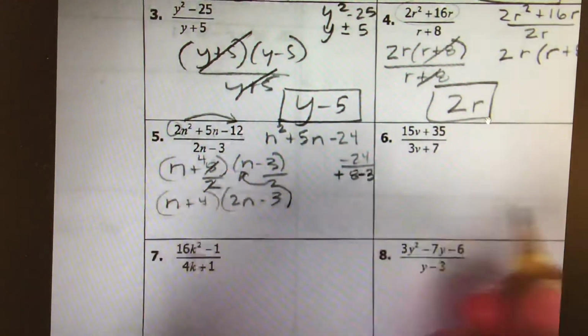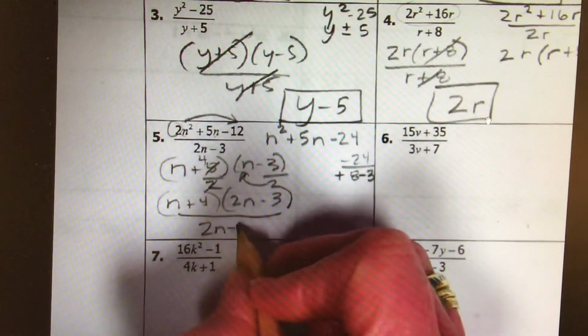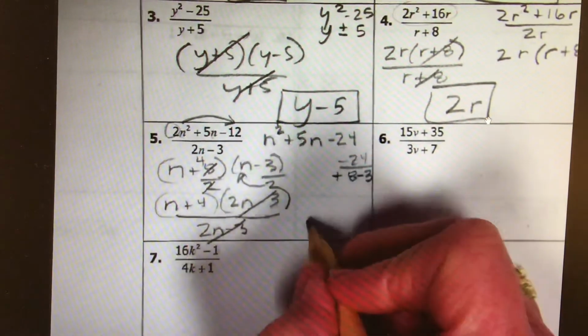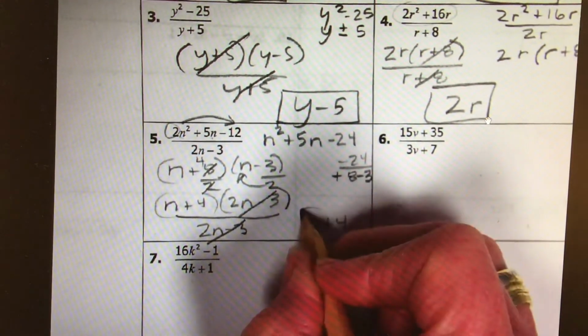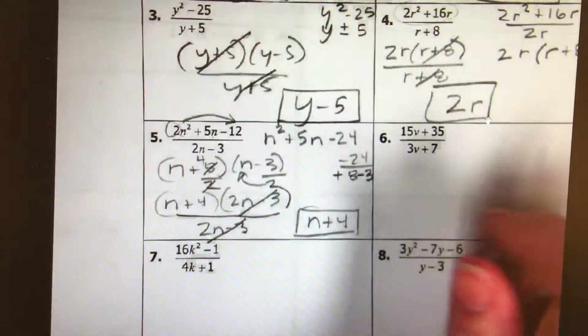Okay. Oh, sweet. Now I'm going to put it over my denominator. And guess what? Cancels each other out. And I end up with an n plus 4. Box it up. It's very important to box on this part.